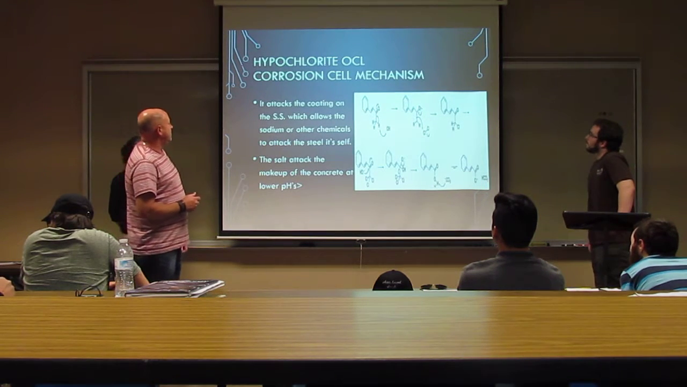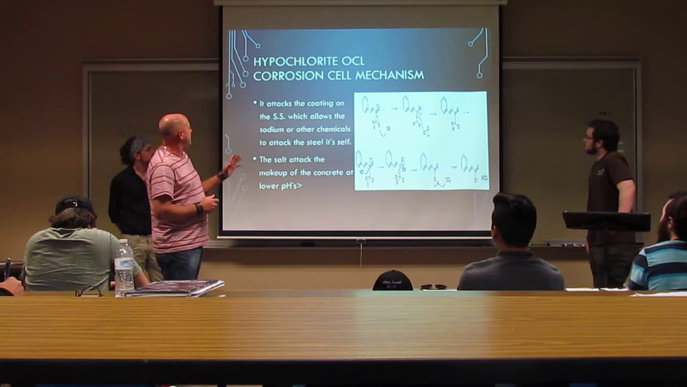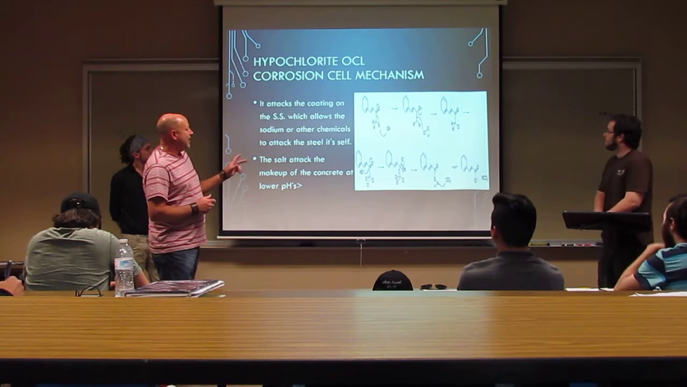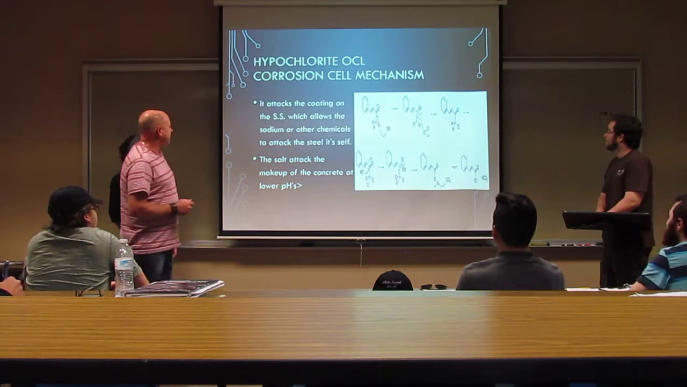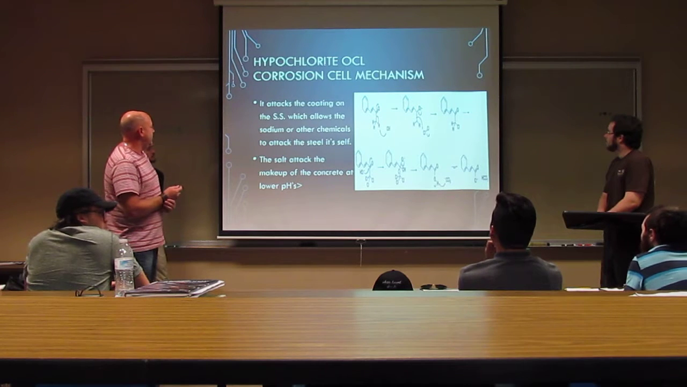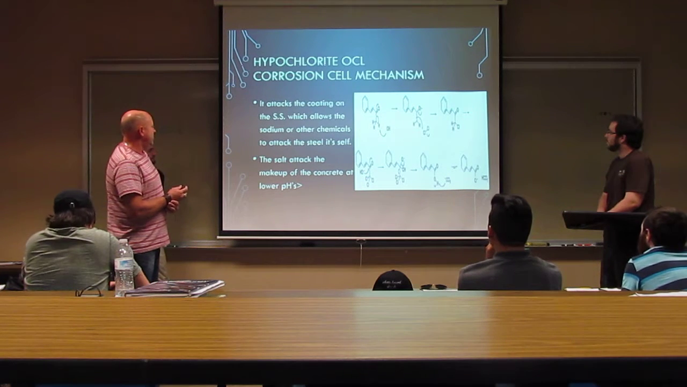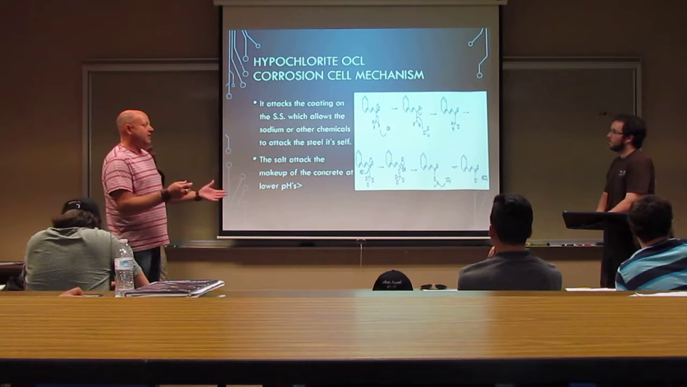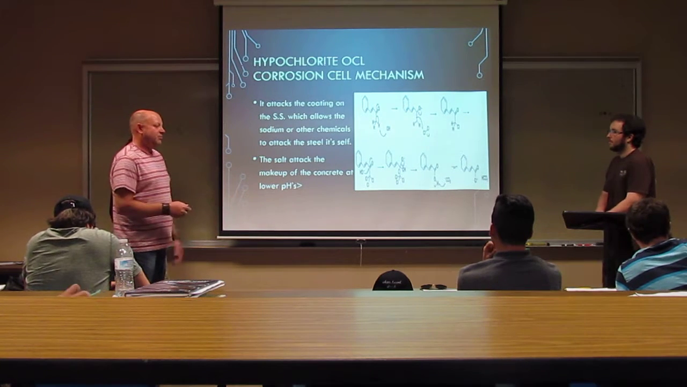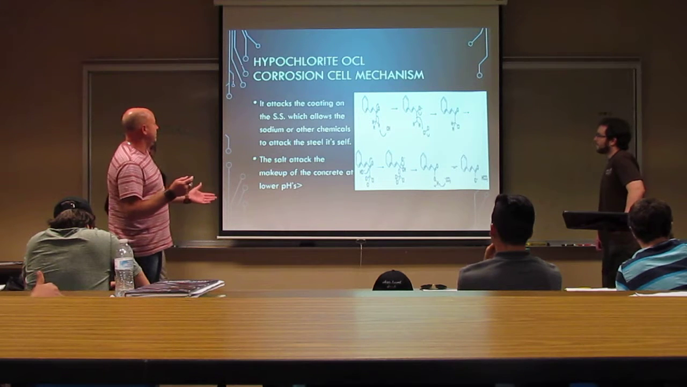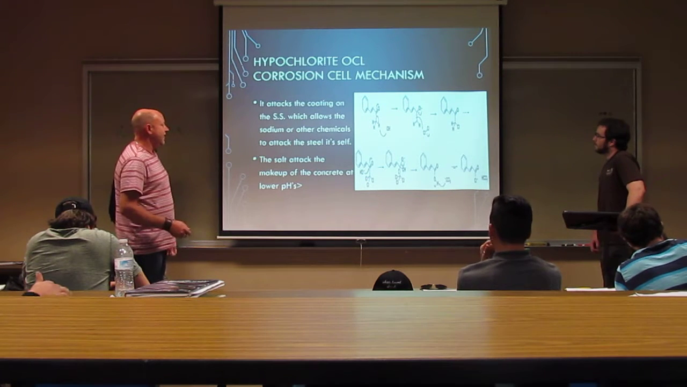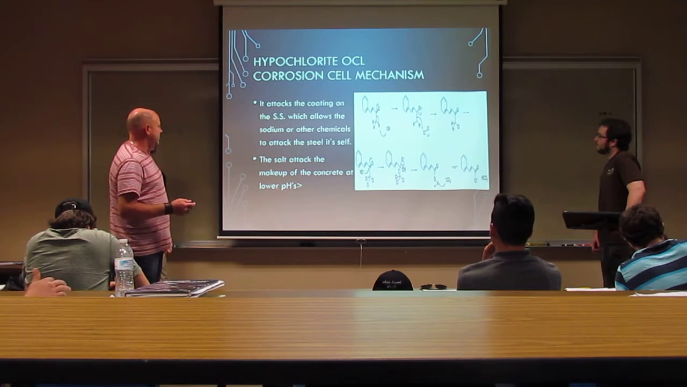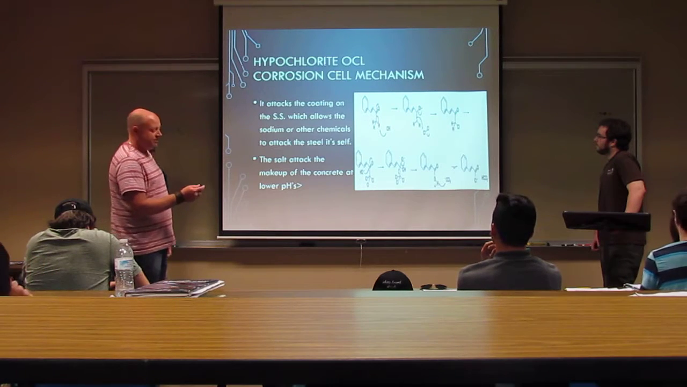Here we show the corrosion cell mechanism, how the bad hypochlorite can combine with almost anything and attack the coating on stainless steel, which allows sodium or other chemicals to attack the steel itself once it wears off any patina or corrosion that it protects itself with. But once the hypochlorite wears away at that, it allows other things to attack the steel itself.